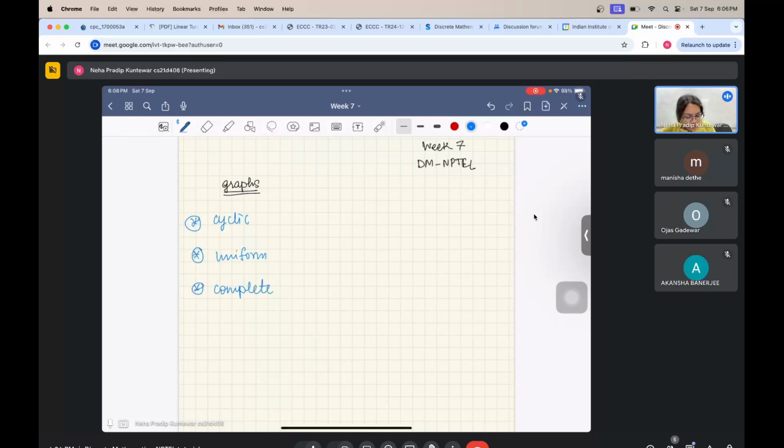So as you know, a graph is essentially a set of vertices and edges. And what are the representations of a graph? So how do you represent a graph? Ma'am, we represent a graph by nodes and sides.